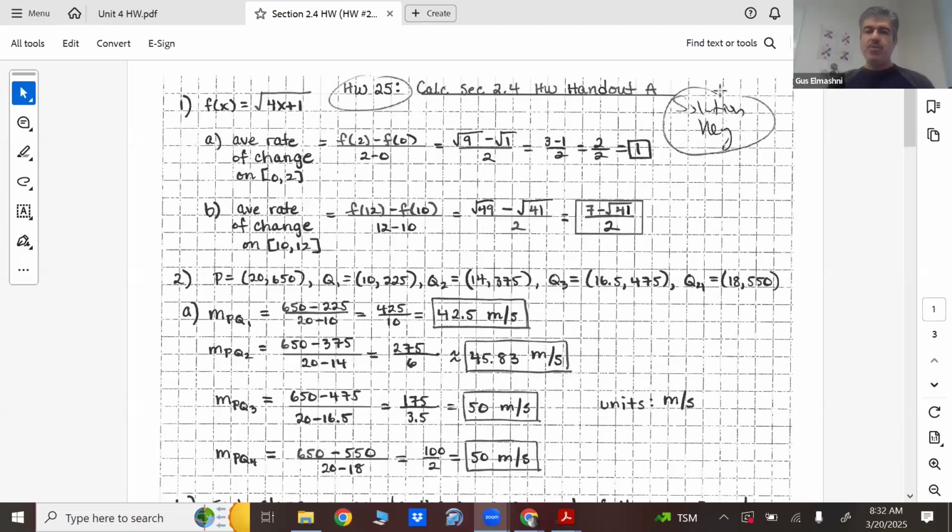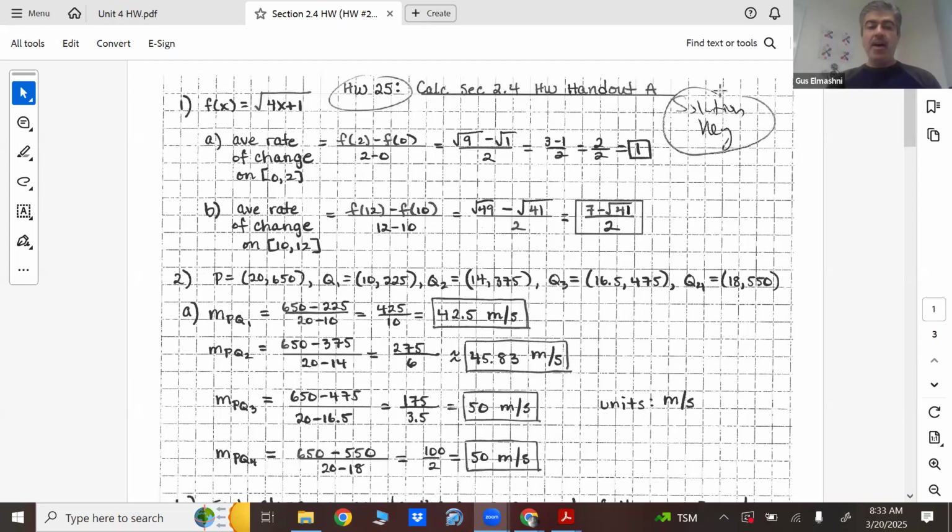Okay, so for the answer for number one, you're just finding slope. That's all you're doing. f(2) minus f(0) over 2 minus 0. And remember, the function is 4x, root 4x plus 1. So just plug in the values for x, right? Not that hard. Find the slope. Do likewise between 10 and 12. So that's number one.